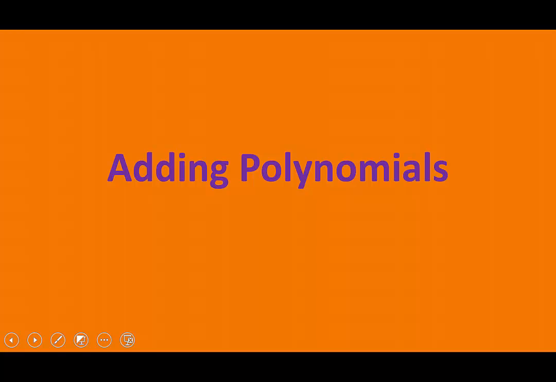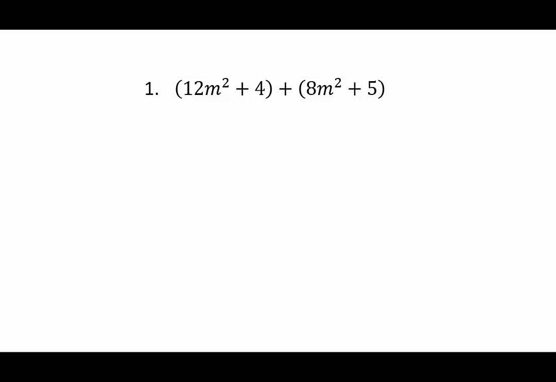Welcome. This is a how-to video on adding polynomials. So in this example, the first thing you're going to want to do is identify your like terms. I like to use shapes as a visual representation for the different terms, but you could also use colors or some other labeling system. I'm going to start with the first term in the expression, 12m squared.